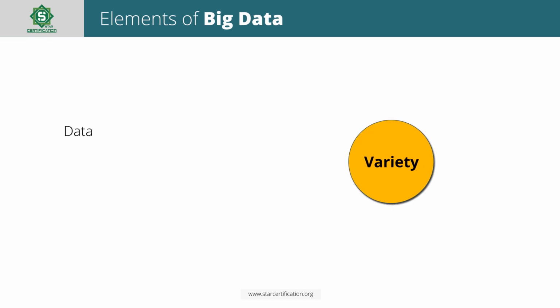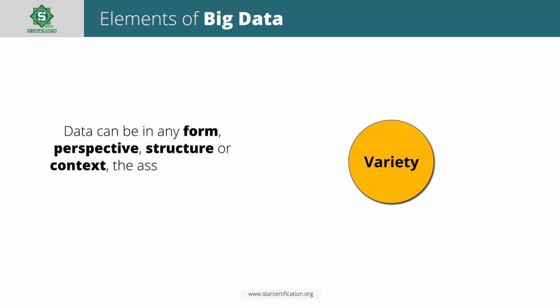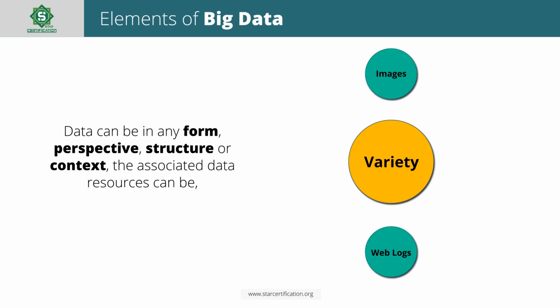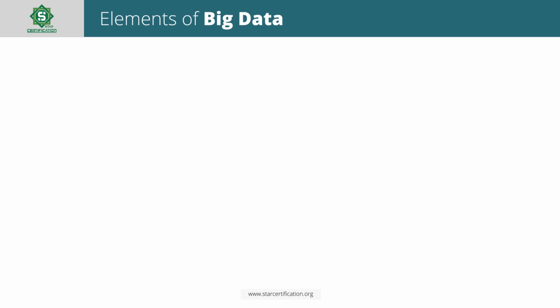Variety. The data may be created in any form, perspective, structure, or context, which means that the associated data resources can be images, weblogs, audio, video, or sensor data. The database used should be able to process and store any of these formats. Apart from these elements, other elements also exist in big data. These are veracity, variability, and complexity.